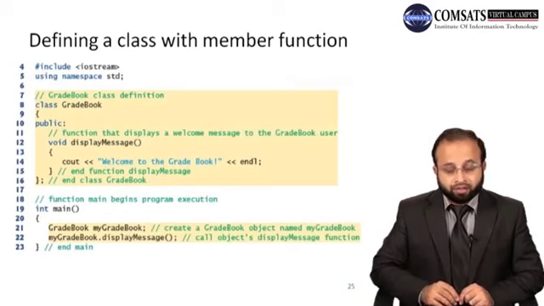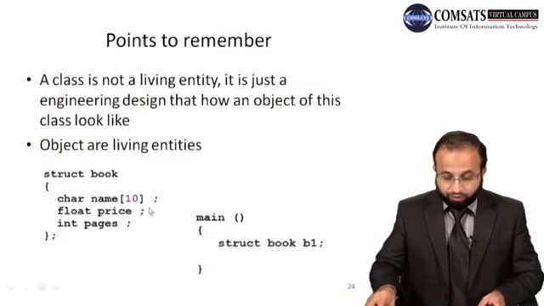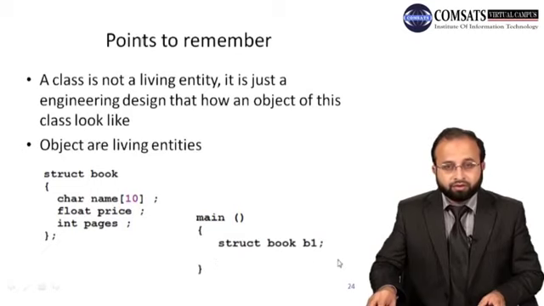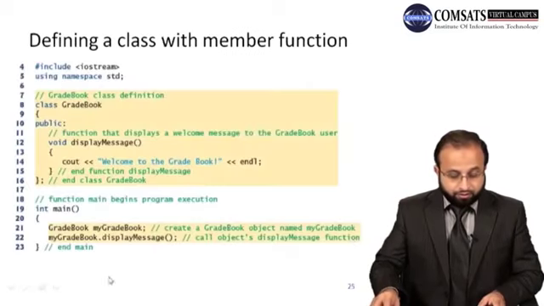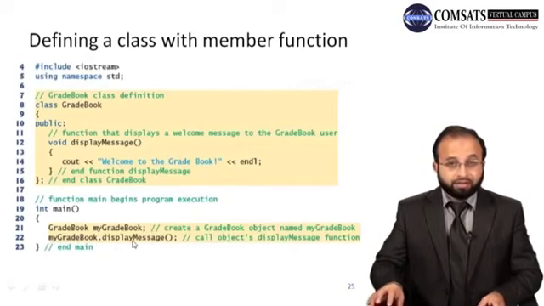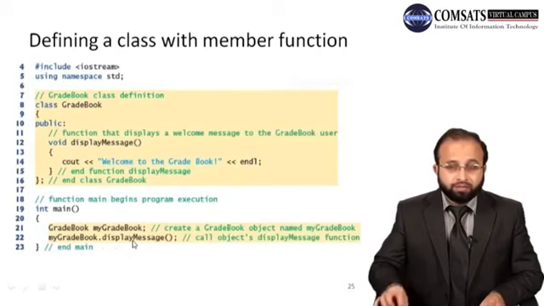the structure. For example, in the previous example, if you want to access pages, you can write b1.pages = 165; So the value 165 will be assigned to the pages field of the b1 object, right? So now if you write myGradeBook.displayMessage, this means that you are calling the displayMessage function of an object whose name is myGradeBook, right?